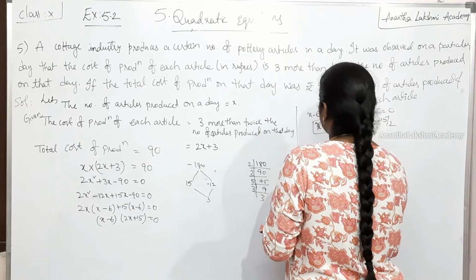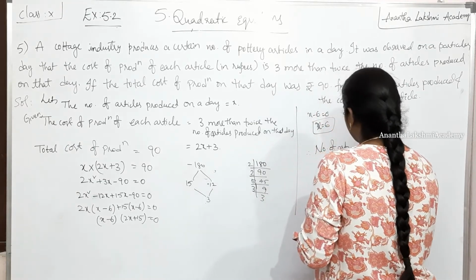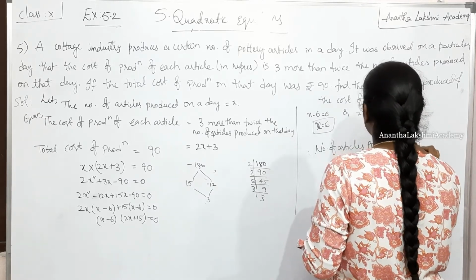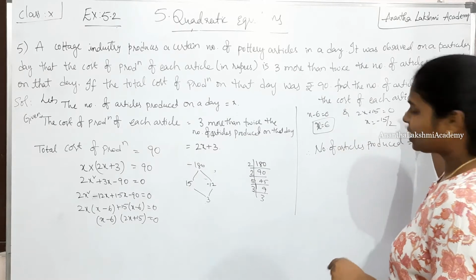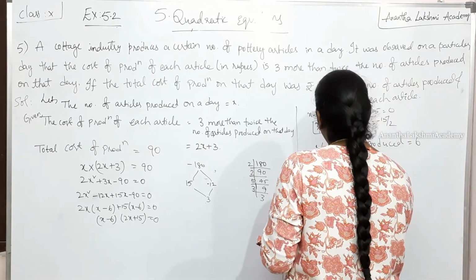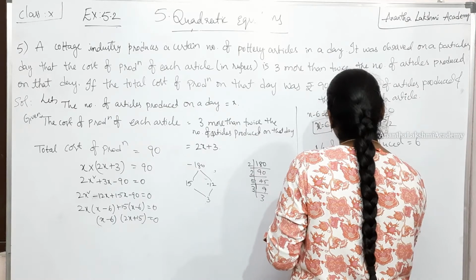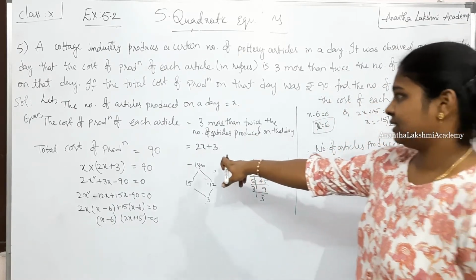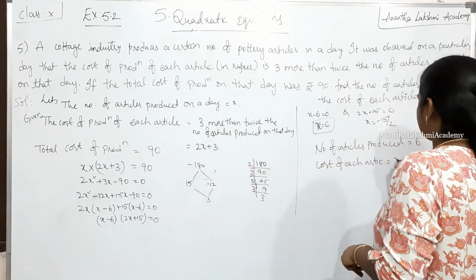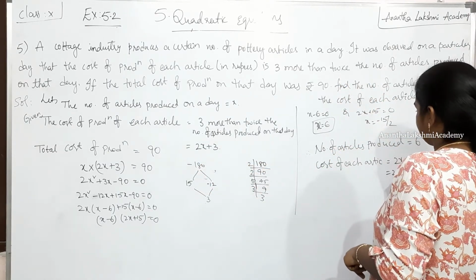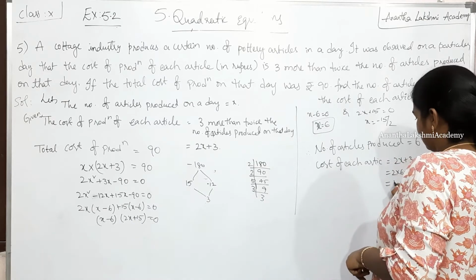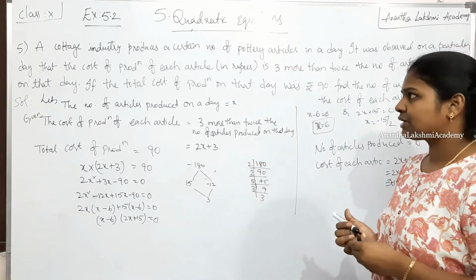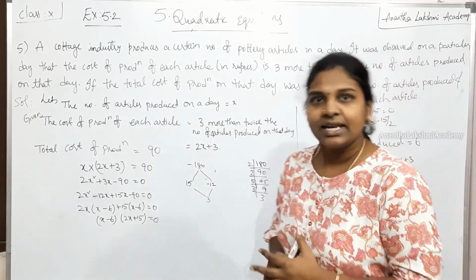Therefore, the number of articles produced is equal to 6. What else is asked? The cost of each article. The cost of each article is 2x plus 3, which is nothing but 2 into 6 plus 3. 2 sixes are 12 plus 3 is 15. So 15 rupees, since that is cost. That is about problem number 5. Let's jump into the next problem.